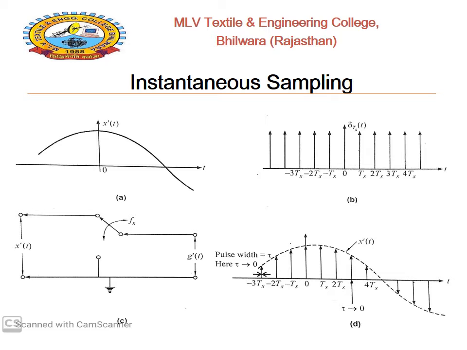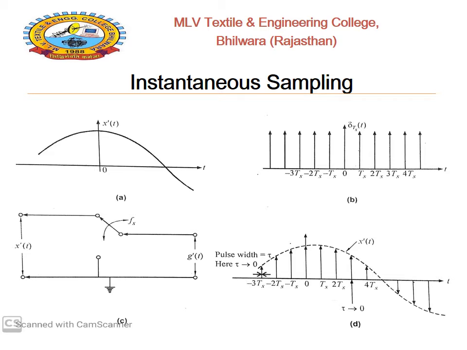So when the switch is connected to the upper side, g dash of t equals x dash of t, and when the switch is connected to the downward side, g dash of t equals 0. So it is just working as a switch whose position changes with the time duration of Ts. The outcome of figure C is represented in figure D, where the impulses are generated with the time duration of Ts, 2Ts, 3Ts, 4Ts.